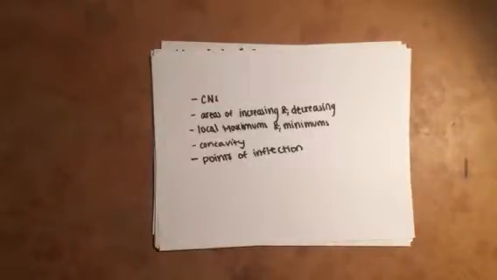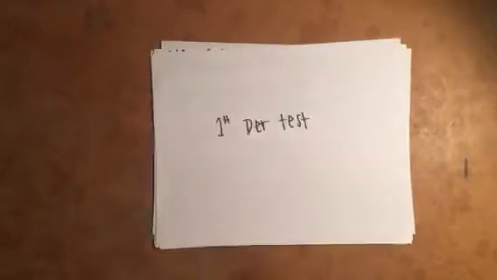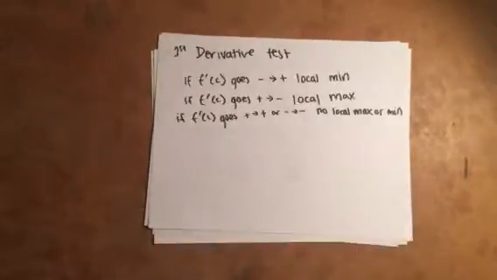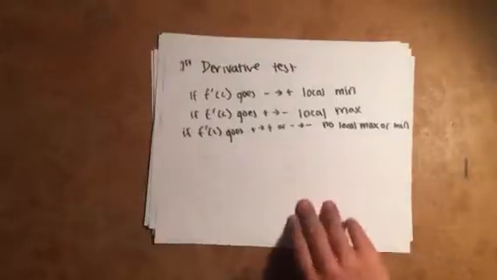Today, I'm going to show you how to identify critical numbers, areas of increasing and decreasing, local maximums and minimums, concavity, and points of inflection. So first, I'll use the first derivative test, which shows that if the first derivative of a function goes from negative to positive, there's a local minimum. If it goes from positive to negative, there's a local maximum. And if the sign stays the same, there's no local maximum or minimum.